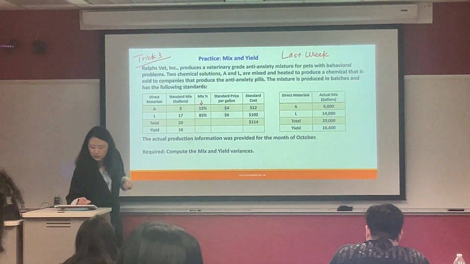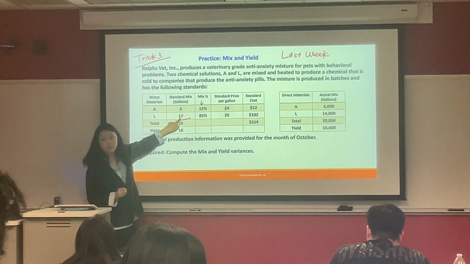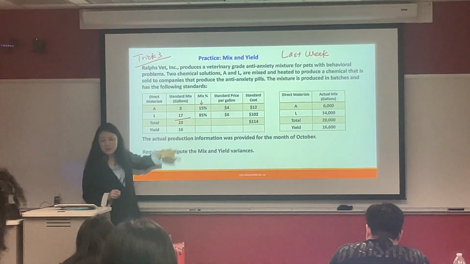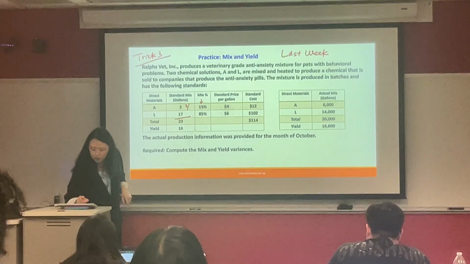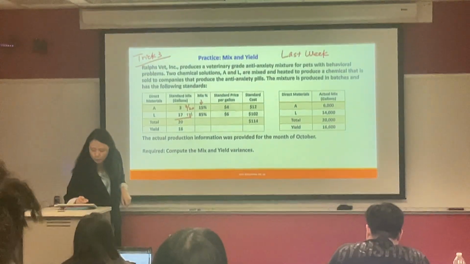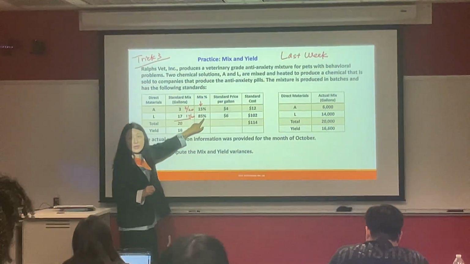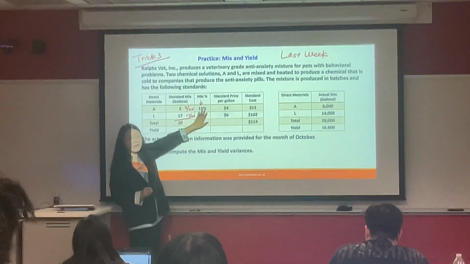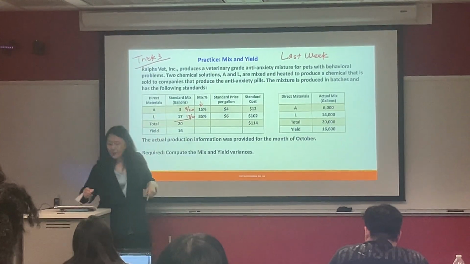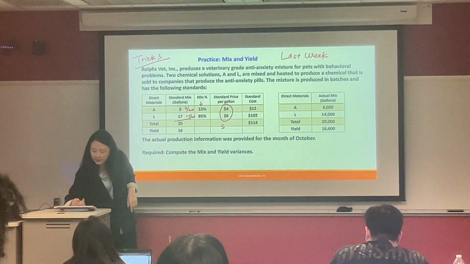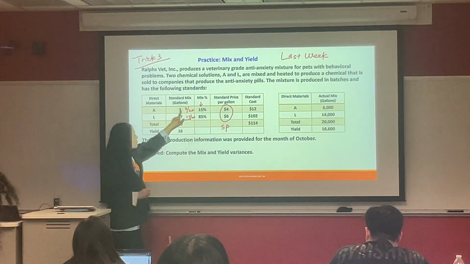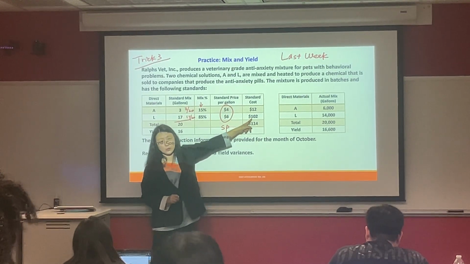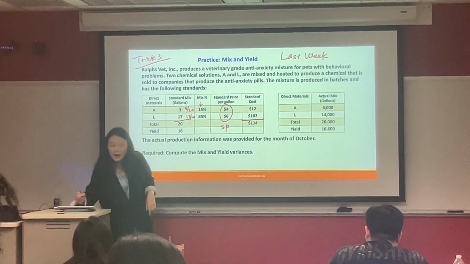Essentially, you have 3 of A, 17 of L, and they total up to 20. Then the percentage is 3 over 20 and 17 over 20. That's where you get the 15 and 85. Make sure you understand the information. And then we have the SP, the standard price. So 3 times 4 is 12, 17 times 6 is 102, and these two add up to 114.